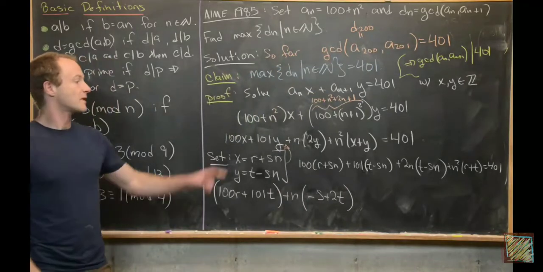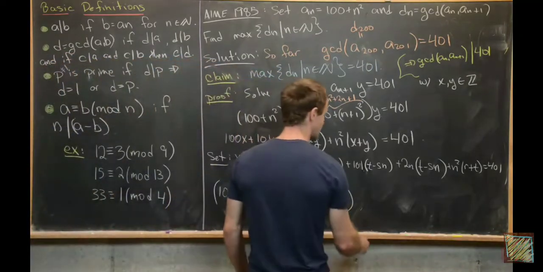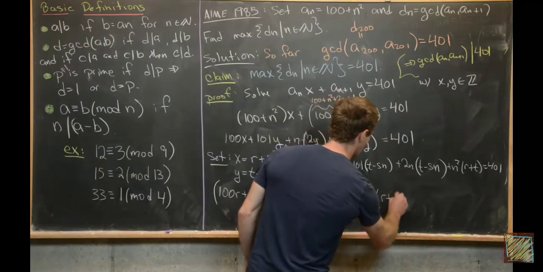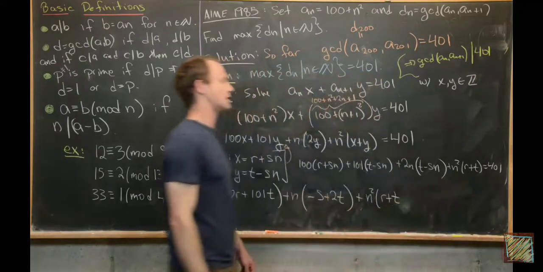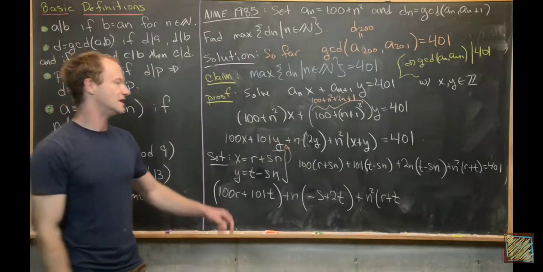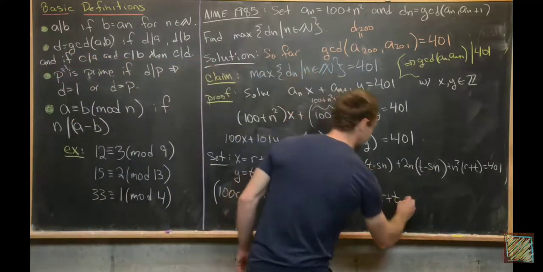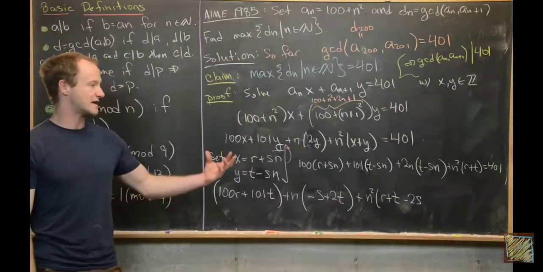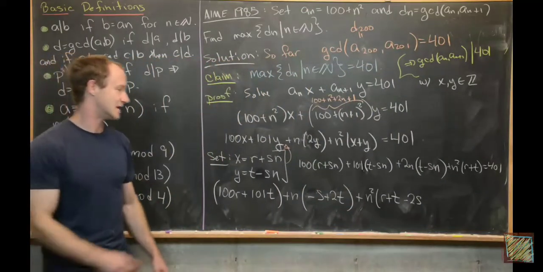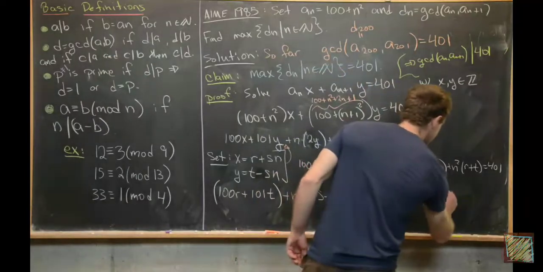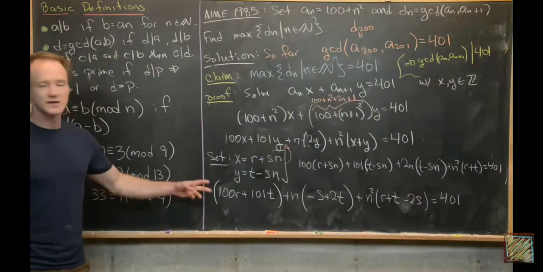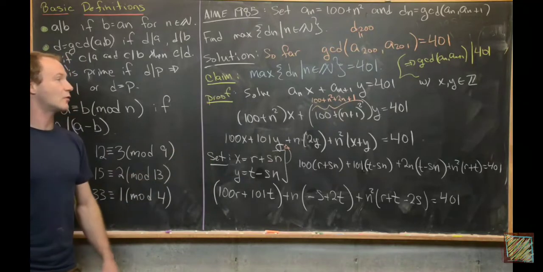Good. And then, what do we have for n squared? Well, let's see what we have. We're going to have n squared (r plus t), so that comes from this bit right here. And then next, we're going to have minus 2s, and that comes from this term right here. So that 2n times the minus sn. And we want all of this to be equal to 401. Okay, so I'll maybe go ahead and bring that up, and then we're pretty close.